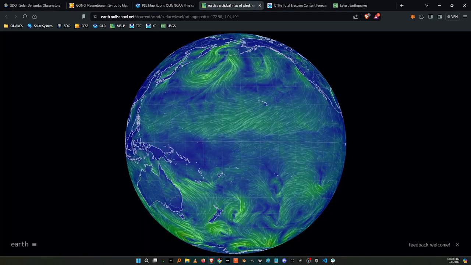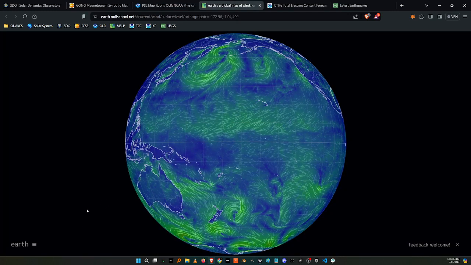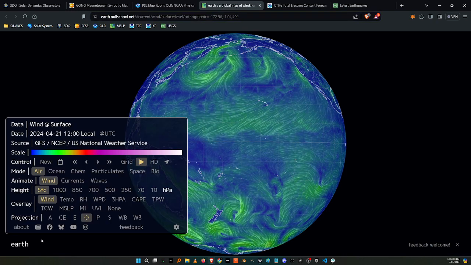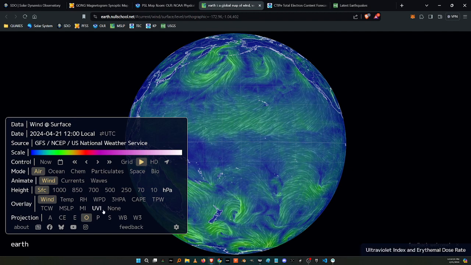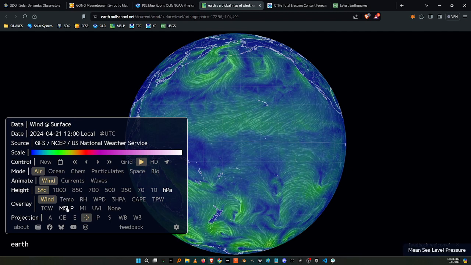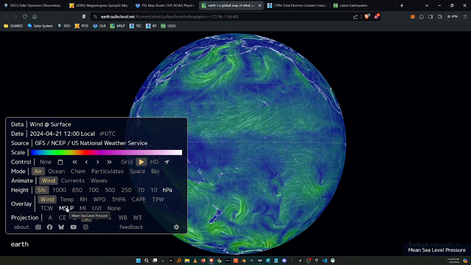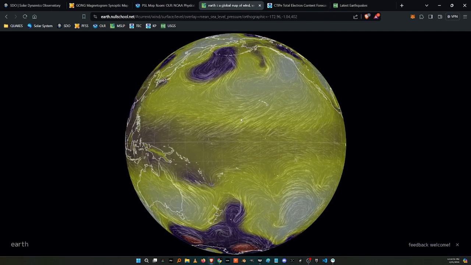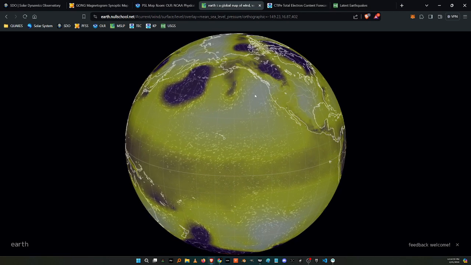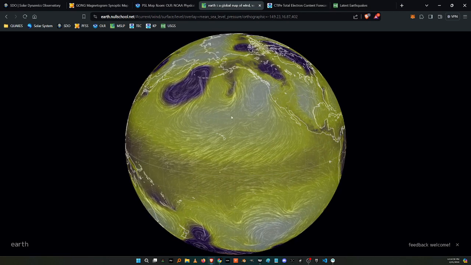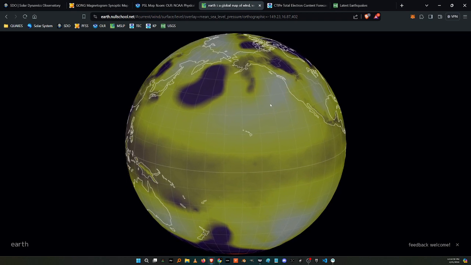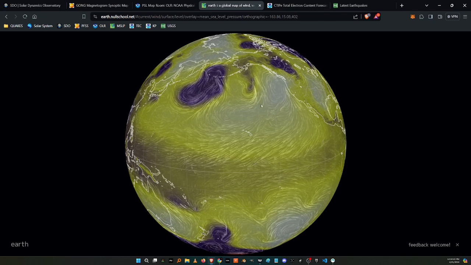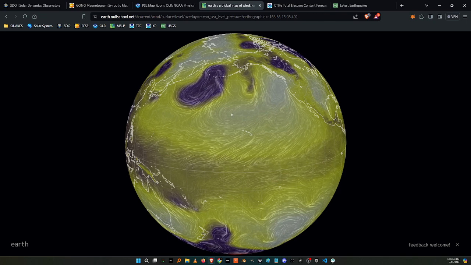And then what we do is we come over here to earth.nullschool.net. This is another free resource I use a lot to forecast this stuff. If you click this little menu down here, you go to MSLP, I believe, yeah, mean sea level pressure. That's what that stands for. So we switch to that map. It looks like this. And then what we see are these gray areas. You see gray, yellow, and purple. So gray are the high pressure cells. Yellow is kind of like the midway point. And then the dark purple, those are the low pressure cells.